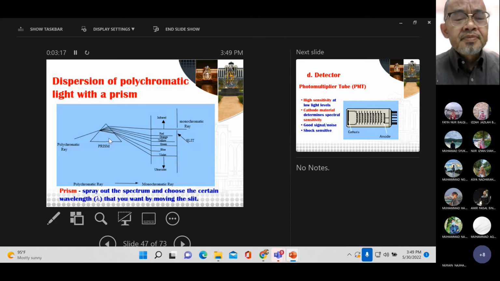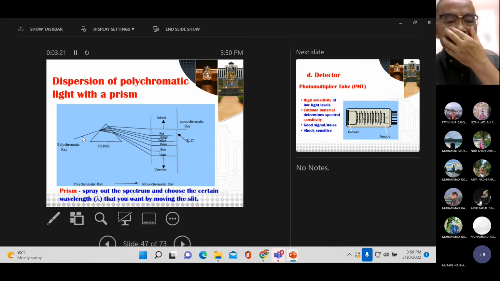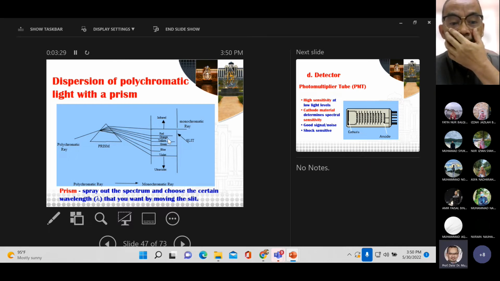This is a prism here. We have polychromatic light or ray, which the prism is going to refract, and you can see the infrared, the red, the orange color, yellow color, green yellow, and the slit is here. The slit is here.